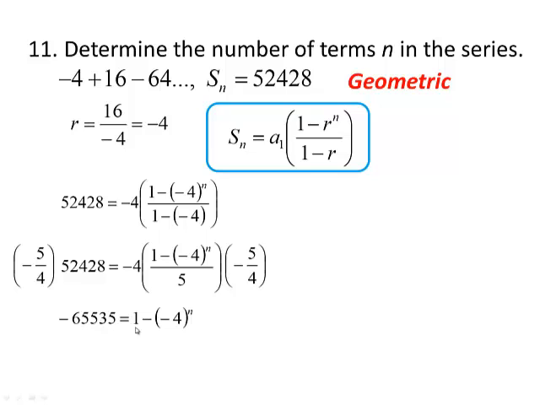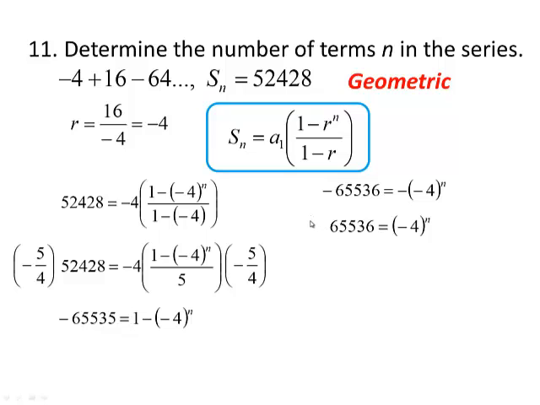65,535. Subtract 1 from both sides. I get negative 65,536 is equal to negative of a negative 4 to the n. Now you can't make this positive because order of operations says you do exponents before you multiply by this negative 1. So I'm going to divide both sides by negative 1. I get this. And we have an exponent that's a variable. How do we solve this? Do you remember from Algebra 2?